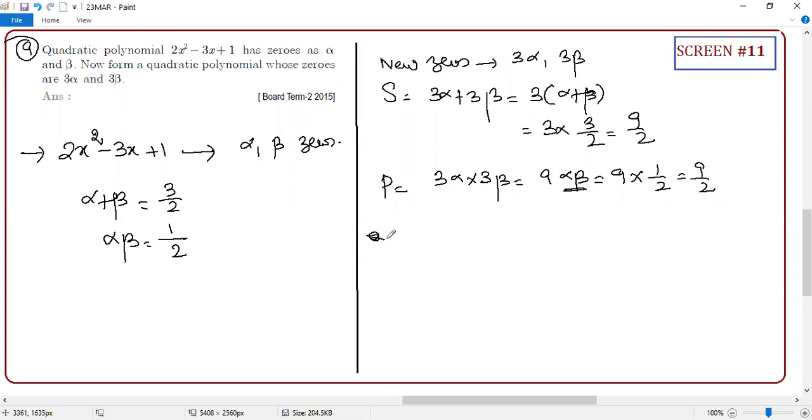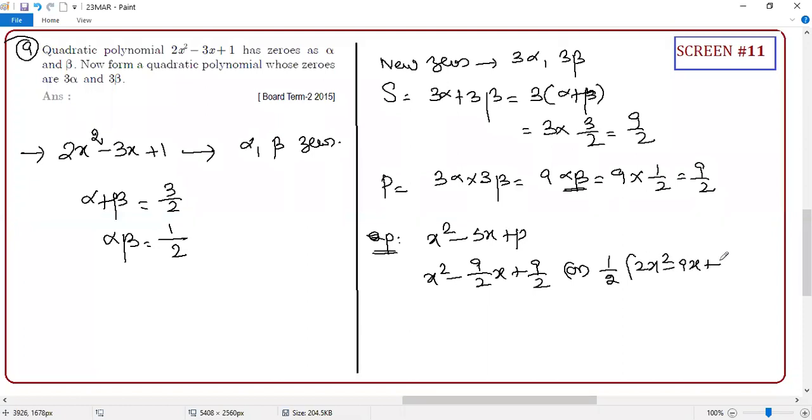Now you have to find the QP. QP is x square minus Sx plus P. So x square minus 9 by 2 x plus 9 by 2. Excellent. So what is the final answer? 1 by 2 into 2x square minus 9x plus 9. Equal to 0, don't put that. Okay, any doubts?